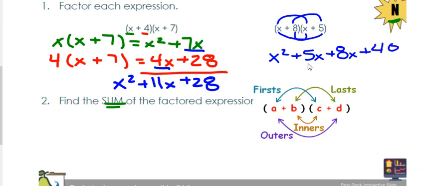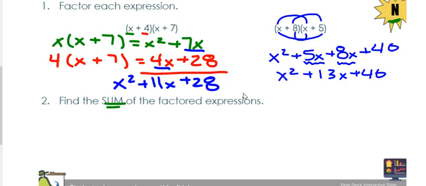Again, I have to combine my like terms. The only like terms that I have here are my x's. So I have x squared plus 13x plus 40. So now that I have the answers to both of my factored expressions, I'm going to move on to step 2, which is to find the sum.